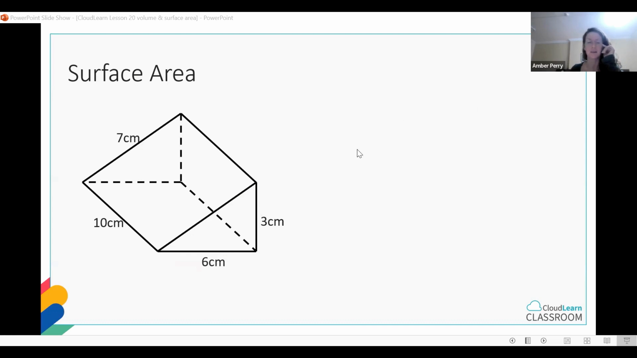So 3 times 6 is 18 divided by 2. So the area of the triangle is a half times 3 times 6, which is 9. But there are actually 2 triangles there. So those are 18 together, okay? So we've got 2 triangles, the front and the back, making 18 centimeters squared.